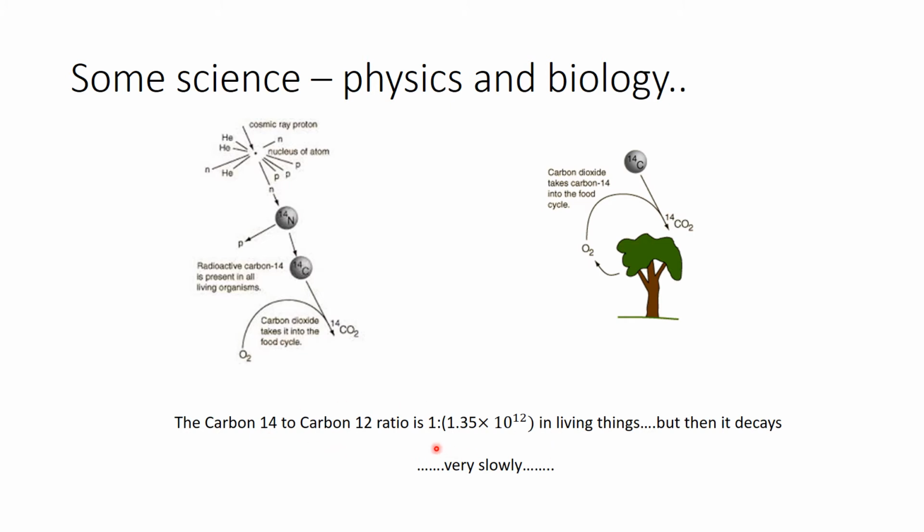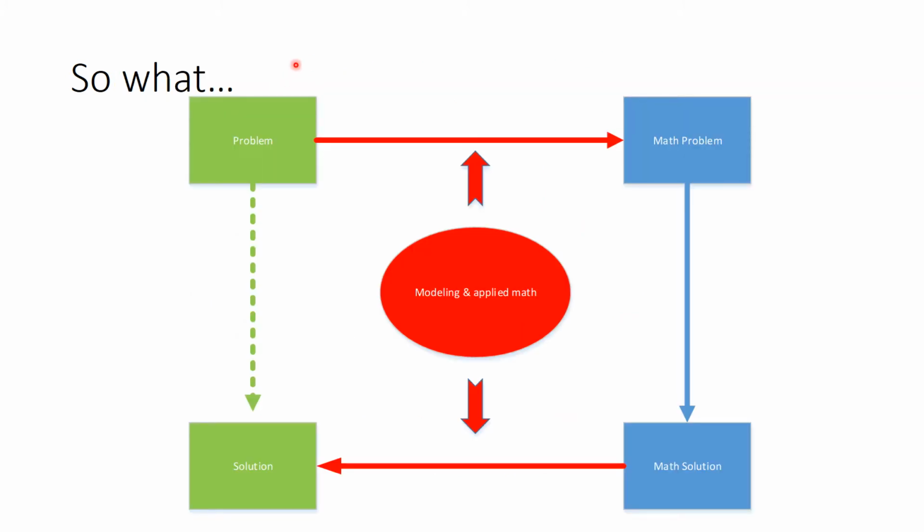Now the ratio is very slight. It is 1 part per 1.35 times 10 to the 12 in living things. But then it decays, but it decays very slowly. So we have a problem. How long ago did the painters live that we want to have a solution?